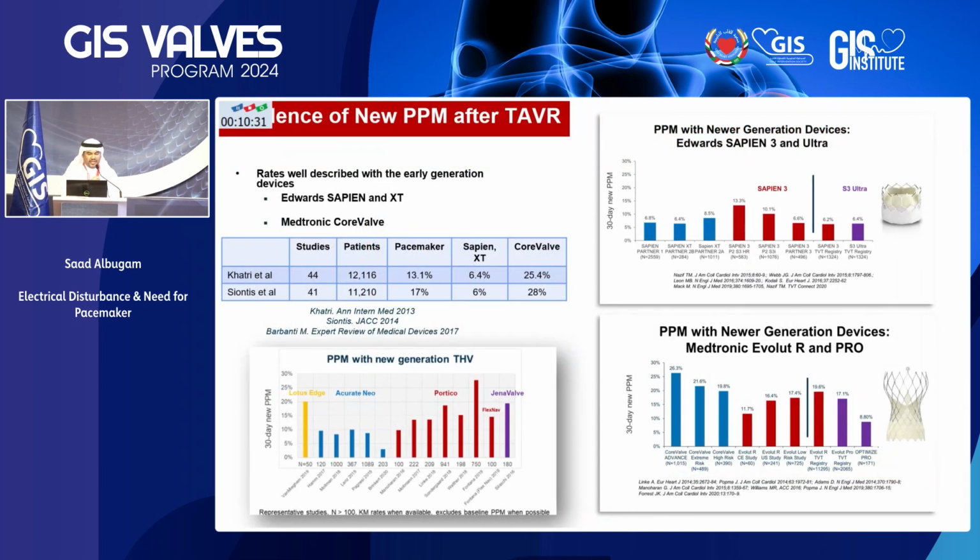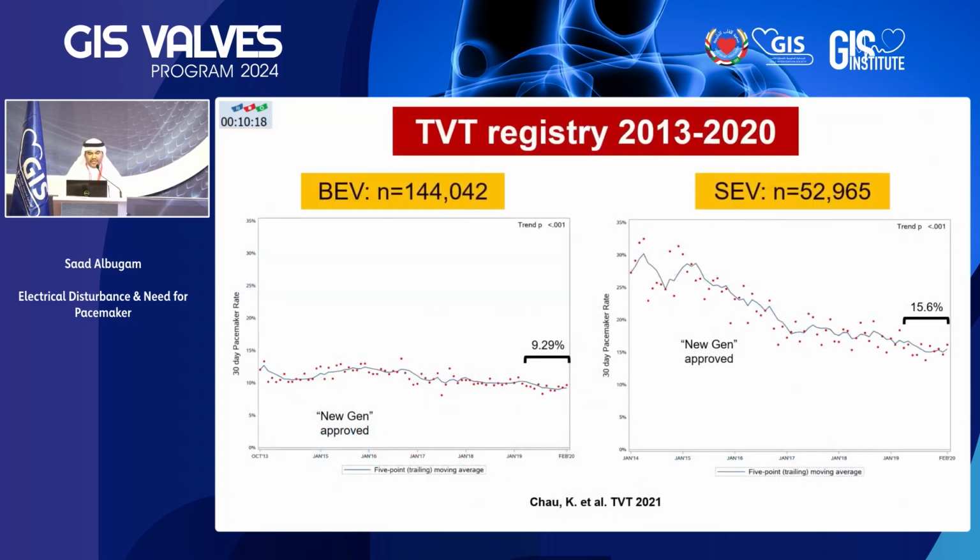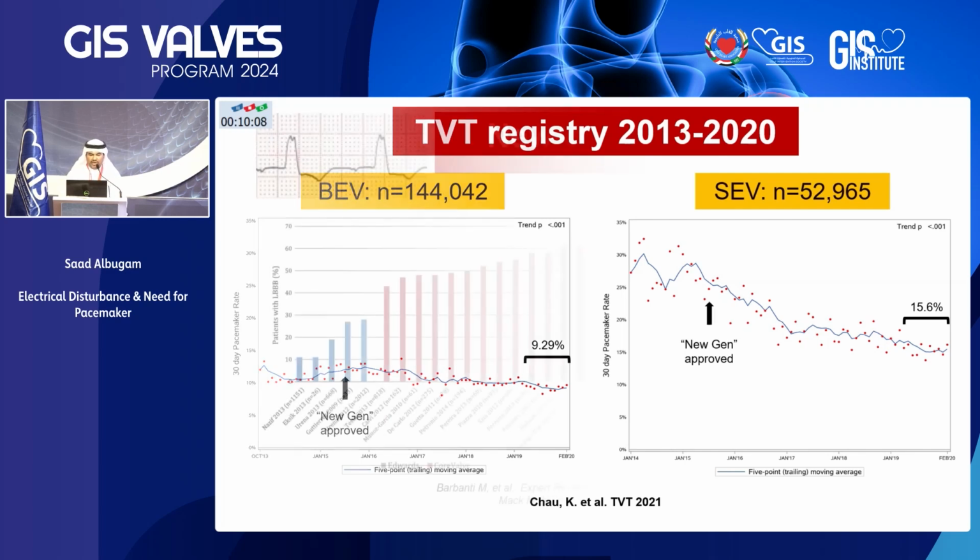The incidence is really in the single digits with the balloon expandable and double digits with the self-expandable, with the newer valve, especially the Accurate Neo, in the single digits. The TAVI registry shows that balloon expandable valves have lower rates of conduction disease when compared to the self-expandable valves.